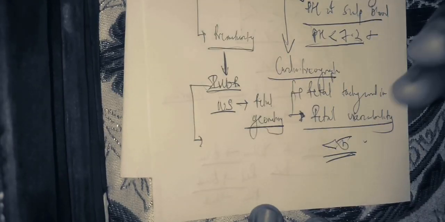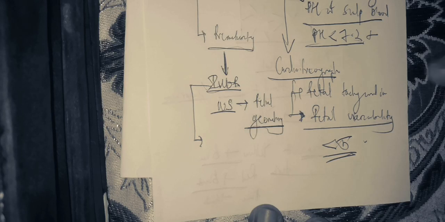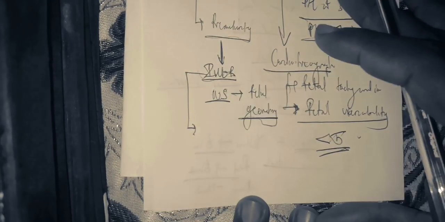You need to know that intrauterine growth restriction is when you have a fetus in utero that is having a weight which is less than the 10th percentile of the weight for the same gestational age. Is it clear? So that is for the intrauterine growth restriction.